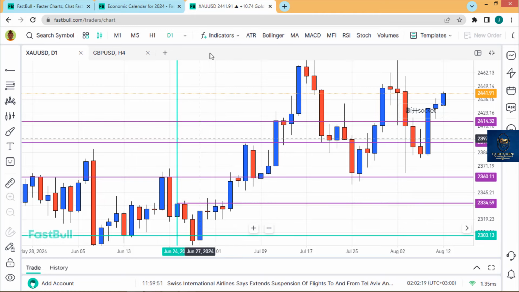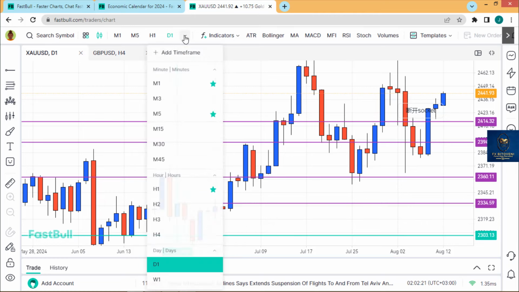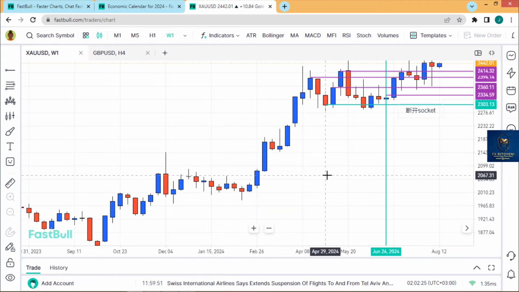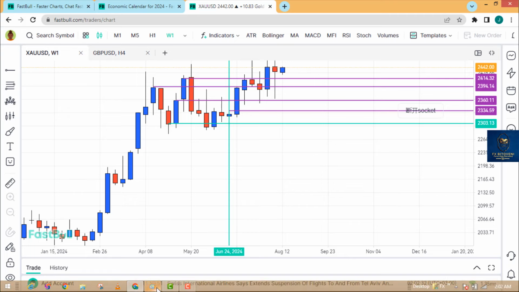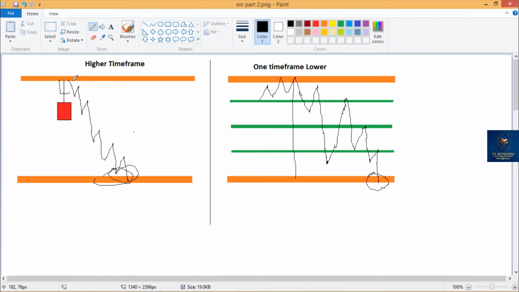So to see the next target, I will change to my higher time frame again to see the next resistance I have ahead. Why? Because if direction is confirmed, market must leave this zone and go to another zone.